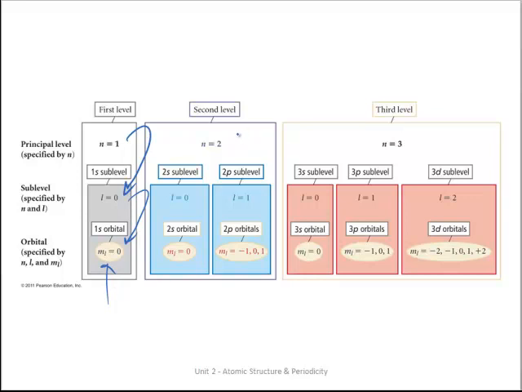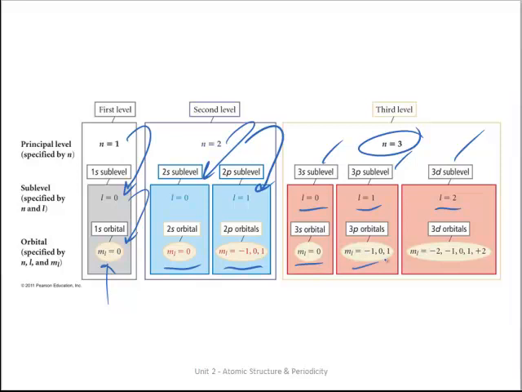Okay, if n equals 2, we know that L can equal 0 or 1, and so we have 2 sublevels, S and P. And of course, S can have 1 orbital, P has 3. And then if we finally look at n equals 3, L can have 0, 1, or 2 values. So we have S, P, and D sublevels within n equals 3. And then of course, there are corresponding orbitals associated with those sublevels.